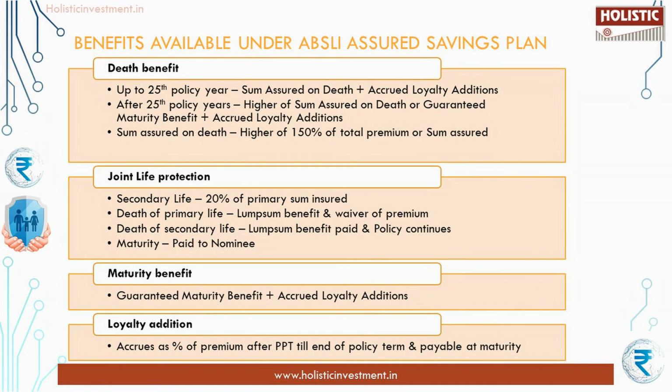Next, maturity benefit. On survival of life insured till the end of the policy term, you will receive lump sum maturity benefit, which shall be guaranteed maturity benefit plus accrued loyalty additions. Next is loyalty additions. It accrues under the policy as a percentage of total premiums paid at the end of each policy year after the premium paying term until maturity, and it is payable at maturity.